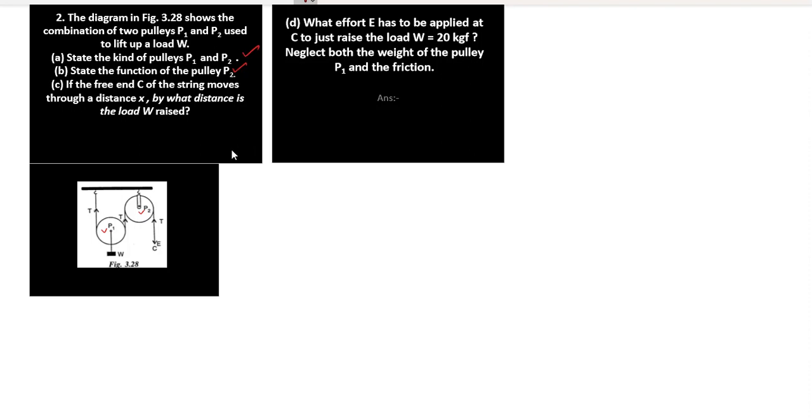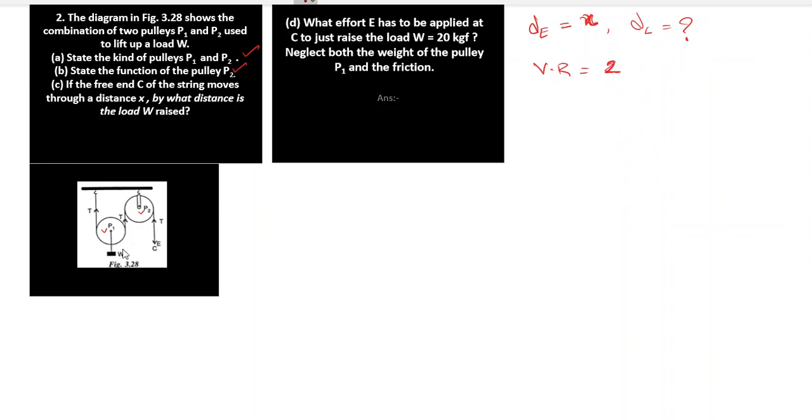If the free end C of the string moves through a distance x, by what distance is the load W raised? Okay, now see what they are asking you is the distance moved by effort is x in this arrangement. What is the distance moved by load? Now we know that the velocity ratio of this particular arrangement is 2, right? Why is the velocity ratio 2? Because we know that in the combination of a single fixed pulley and a single movable pulley, the velocity ratio is 2.